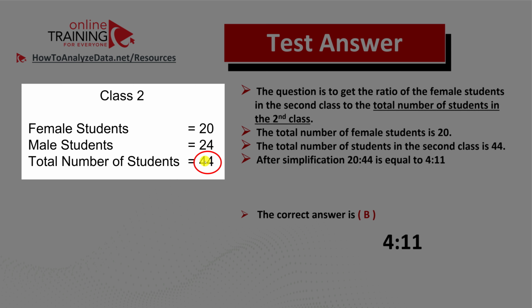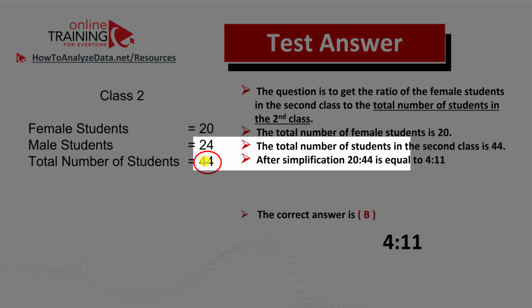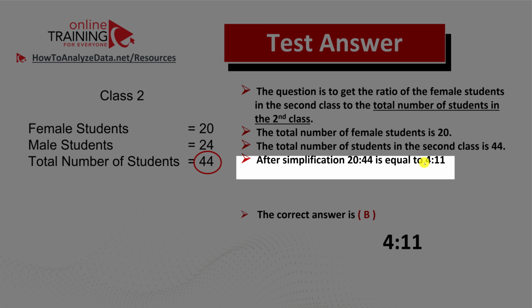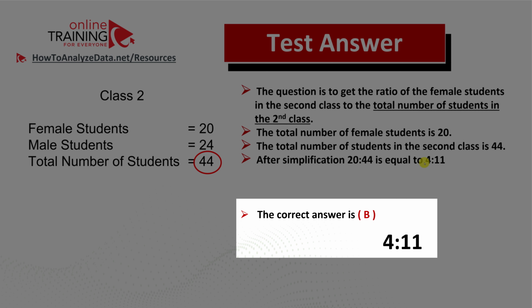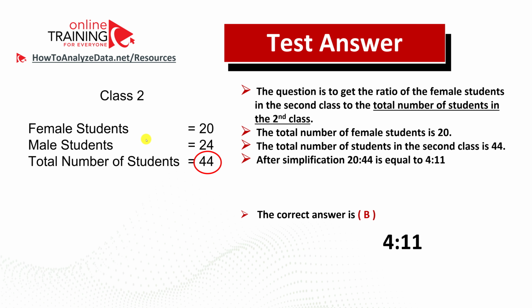So the ratio is 20 to 44, which after simplification leads you to a 4 to 11 ratio. So the correct answer is choice B, 4 to 11. Hopefully you've nailed this question and now know how to answer these types of questions on the test.